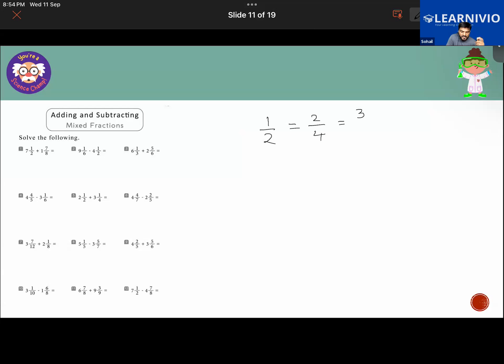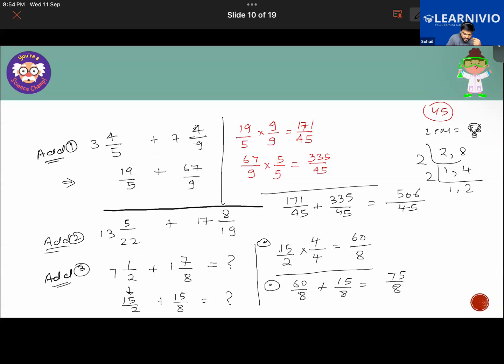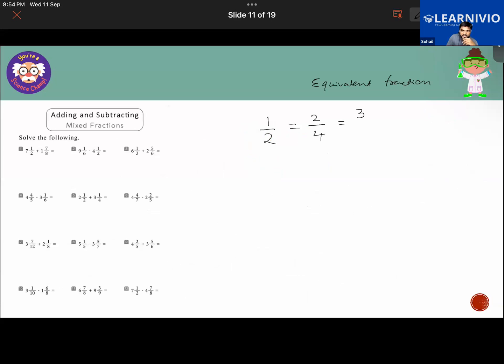Sir, then I still didn't understand after multiplying and adding. Okay, we are going to come back to that. But first of all, understand an important concept of equivalent fractions here: why it is important to multiply both the numerator and denominator with the same number. Okay, Habib's question is this: why we have to multiply the numerator also.